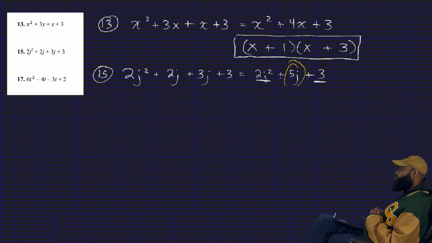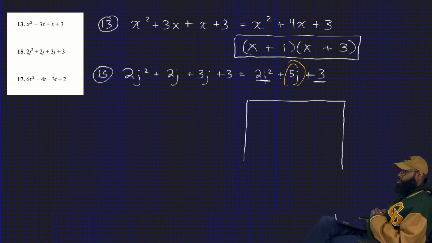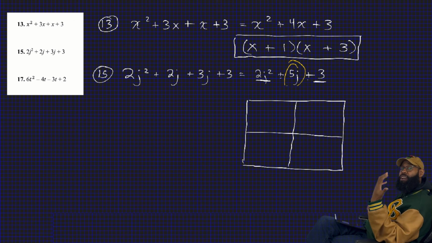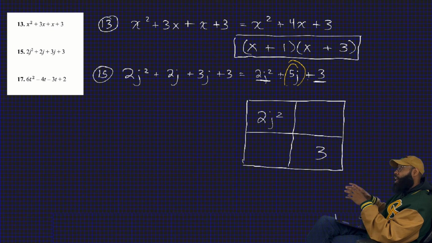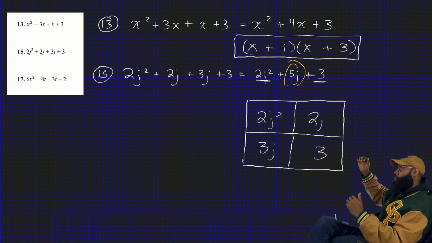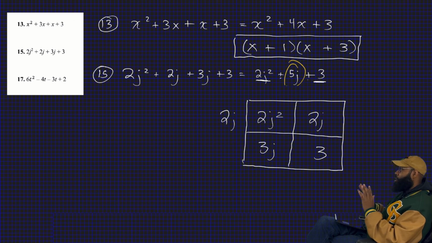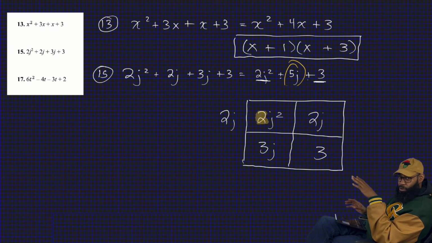If I need my middle term to be 5j, well, again, guys, let's take a look at the box. This is what I was saying when I talked about understanding the factoring, how the box works. What's on the outside, how we got what was on the inside. Well, now we got stuff on the inside, we're figuring out what's going to be on the outside. So 2j squared, 2j, 3j, and then 3. Now watch and realize again, 2j times j is your only choice.